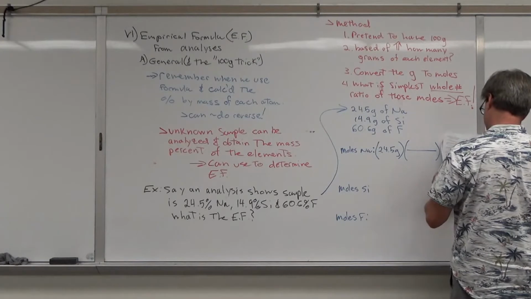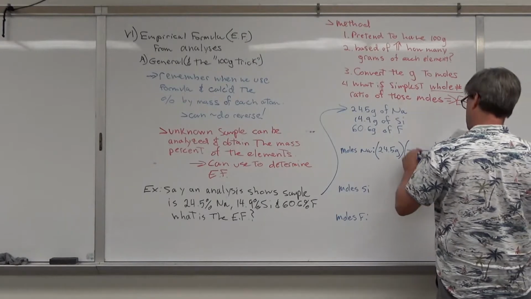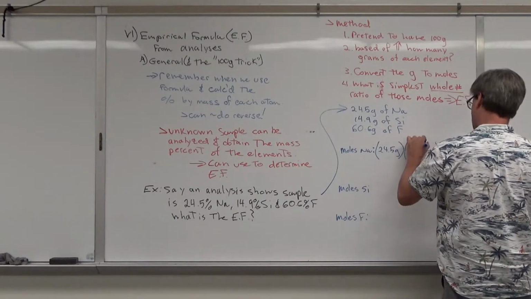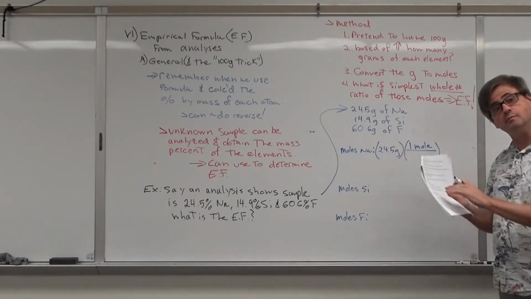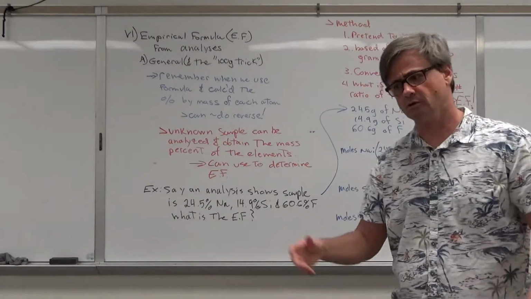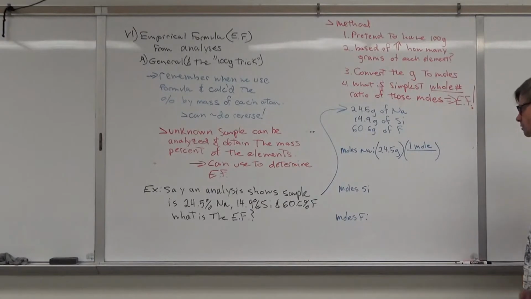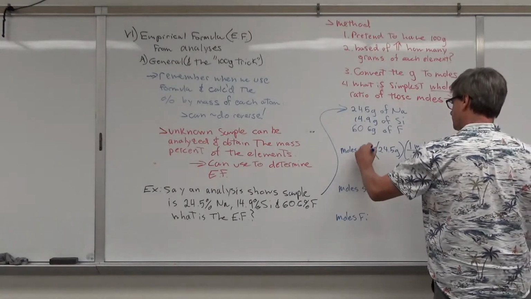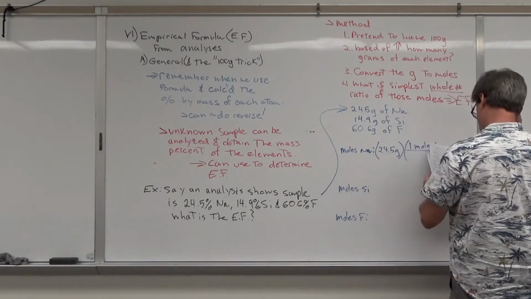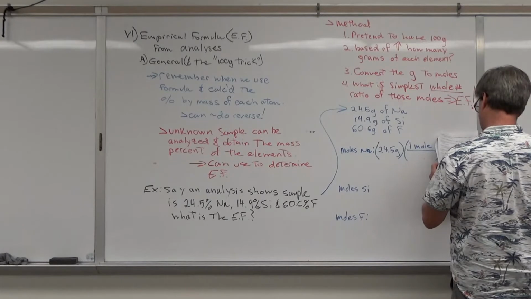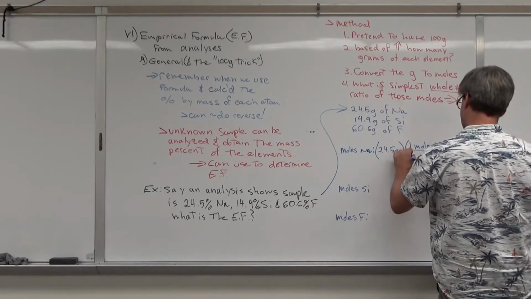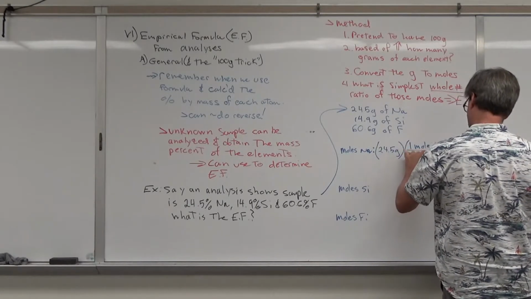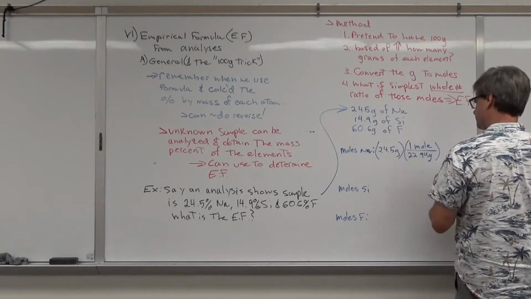24.5 grams. For every 1 mole of sodium, remember, from the periodic chart, the periodic chart gives me the atomic masses. It also gives me the molar masses, okay? So just reading it off the periodic chart for sodium, 1 mole is 22.99 grams. Okay?